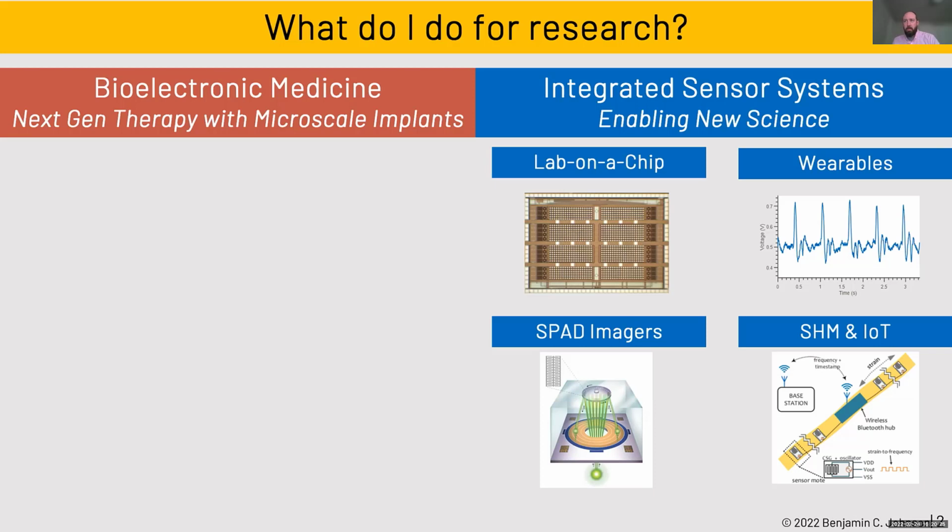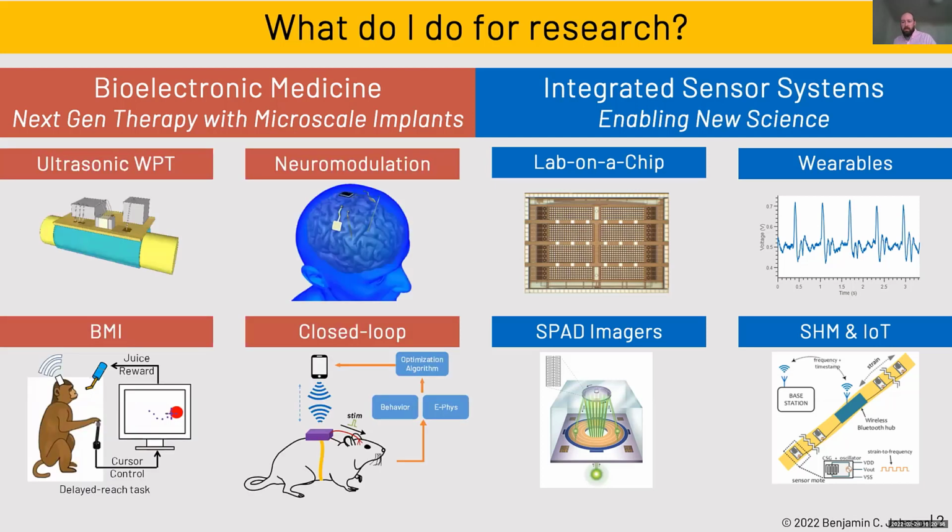Then also kind of a new direction for us is working on SPAD imagers. So those are single photon avalanche diodes that have a binary response to incident light. And so we're actually using that to image fluorescence of DNA for the nucleic acid memory project, as we're imaging the lifetime of fluorescence and also performing super resolution microscopy. And then have some work on structural health monitoring and IoT.